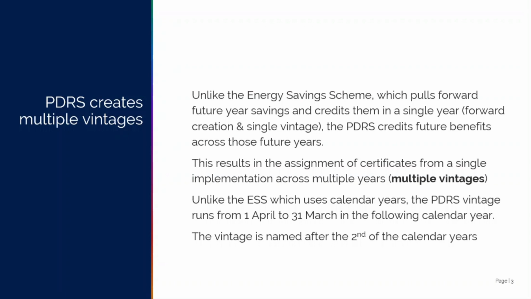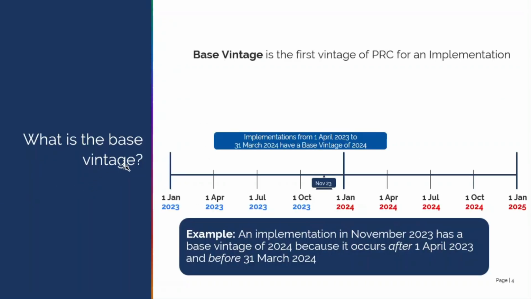Let's have a look at an example. In this example, an implementation happens in November 2023. This will have a base vintage of 2024 because it occurs after the 1st of April in 2023 and before the 31st of March 2024. Despite occurring in the calendar year of 2023, it takes on the vintage of 2024.